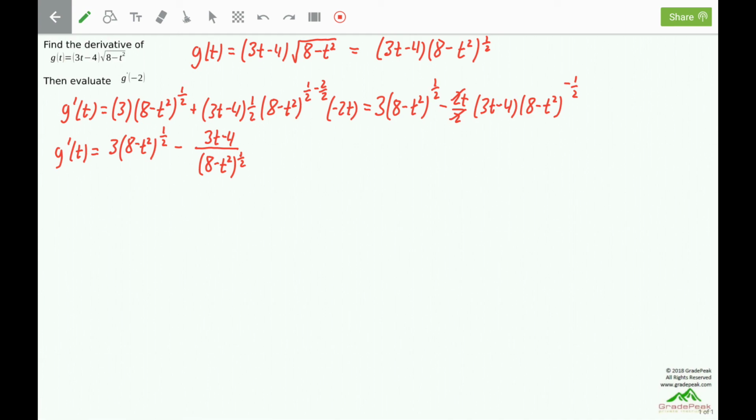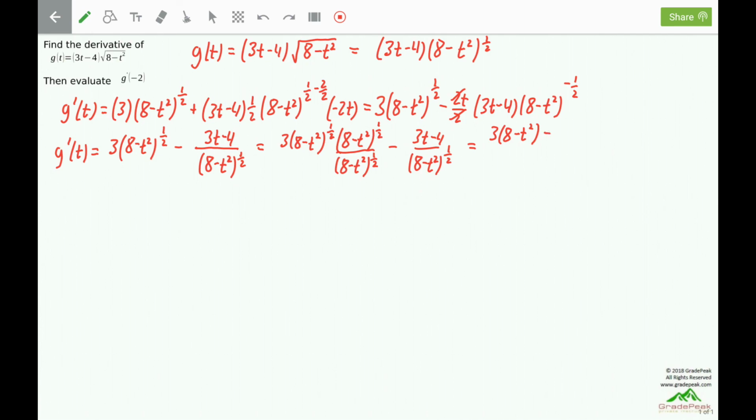Our next step is to get a common denominator between these terms so we can combine them together into a single fraction. The common denominator will be the 8 minus t squared to the 1/2, so I need to multiply this first expression by 8 minus t squared to the 1/2 over itself, a form of 1, so as to produce the common denominator. Now, this first result, we have a 3, and we have these multiplying, and you add their exponents since they're matching base, and 1/2 plus 1/2 is 1. So what we have there is 3 times 8 minus t squared to the first power.